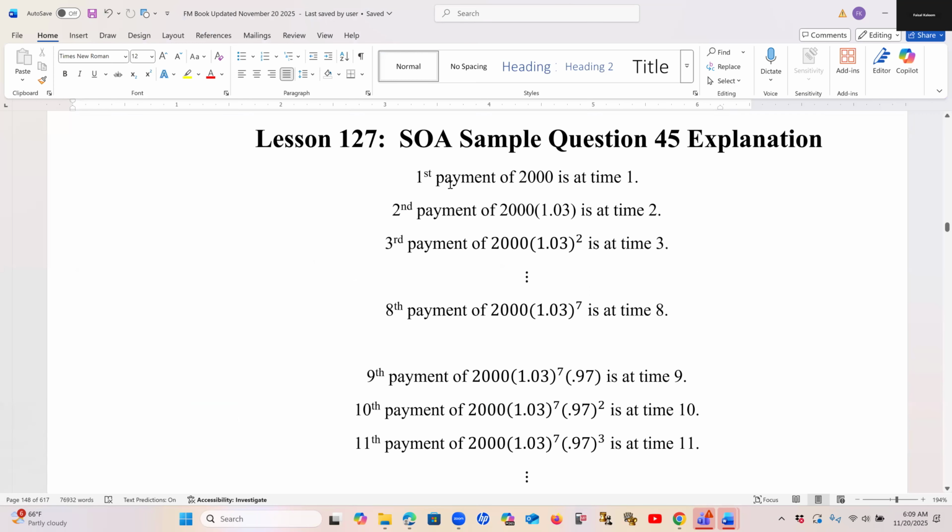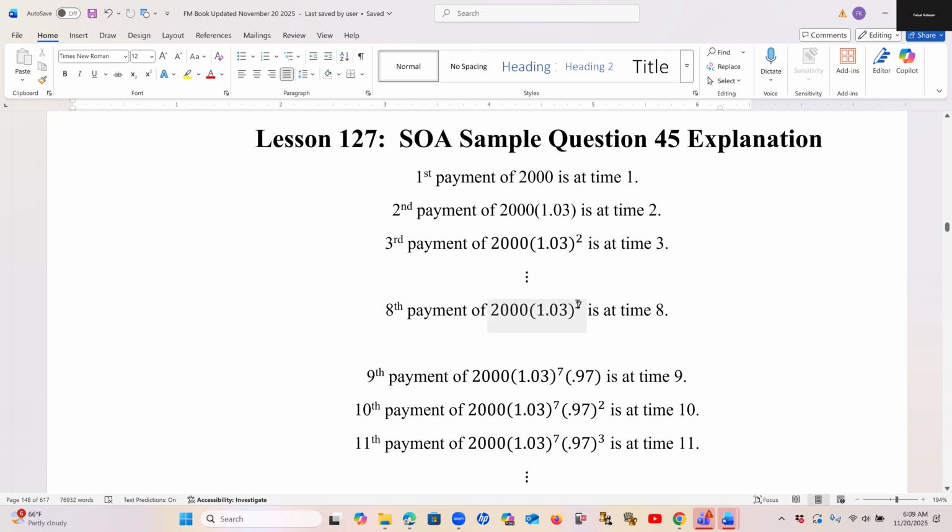So we see the first payment of 1,000 is at time 1. The second payment is 3% larger, so that's 1,000 times 1.03 at time 2. The third payment would be 3% larger than the previous one, so 1,000 times 1.03 squared at time 3, and so on. So the eighth payment would be 1,000 times 1.03 to the power 7 at time 8, because you see the trend here. If you look at the third payment, the payment number is 3, but the power of 1.03 is 2, which is 1 less than 3. So that gives us the pattern that for the eighth payment, the power would be 1 less than 8, which is 7.